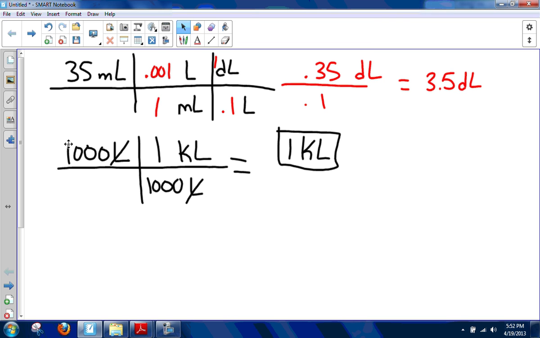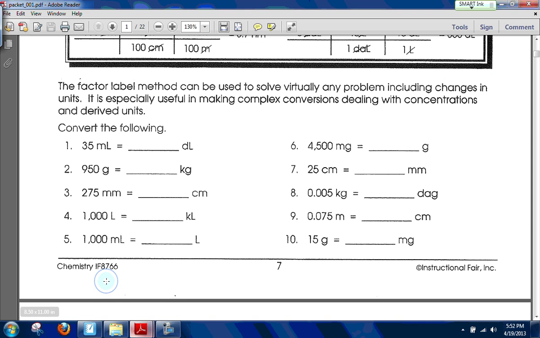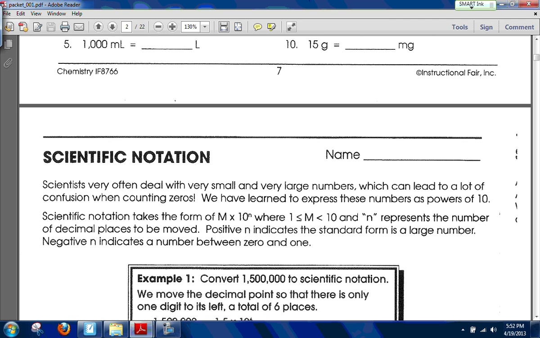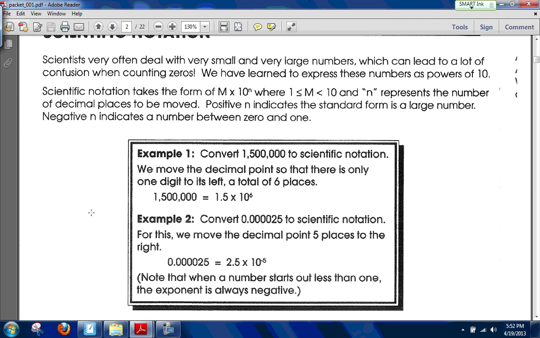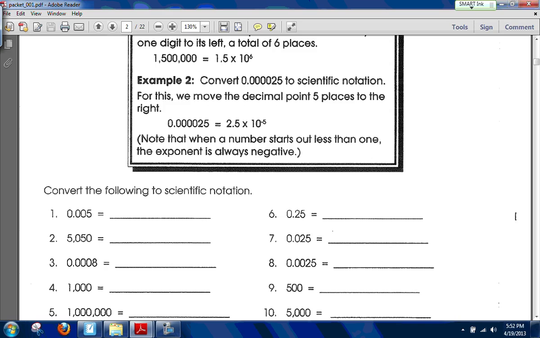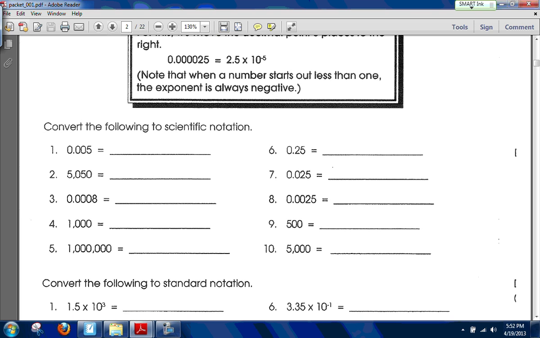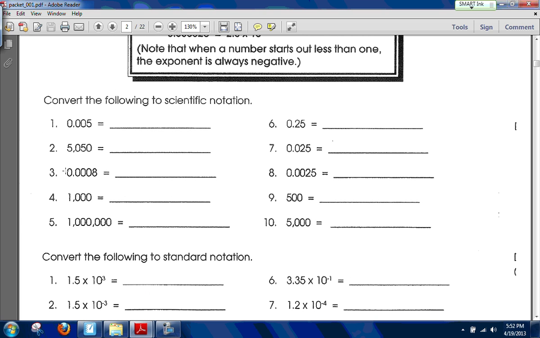All right, that's the first page. Shouldn't have too many questions on that. We've been doing that since the beginning of the year. Next up is scientific notation, another one that's pretty easy, and they have examples worked out for you. But we're going to go ahead and do this. We start with 0.005.